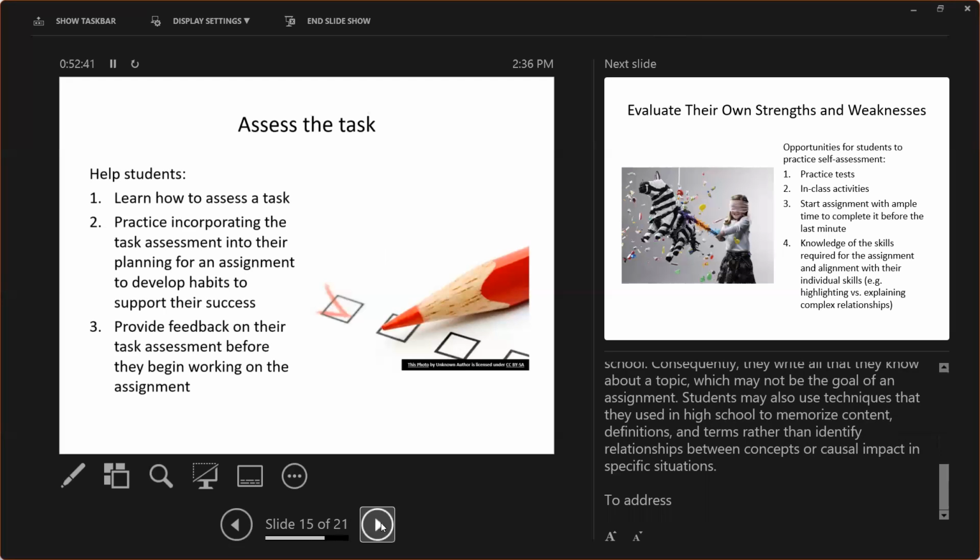Has anybody tried this in a class that they teach? To kind of go through assessing the task to see how students are understanding the task before they actually complete the assignment? I only do a syllabus quiz, but not for assignments. Okay. Thank you.